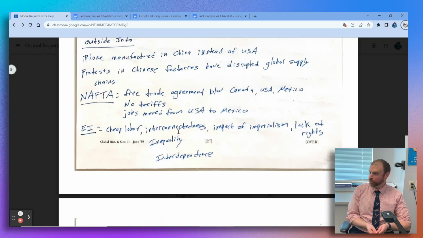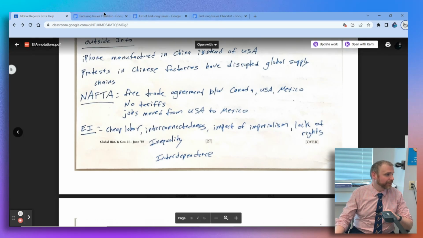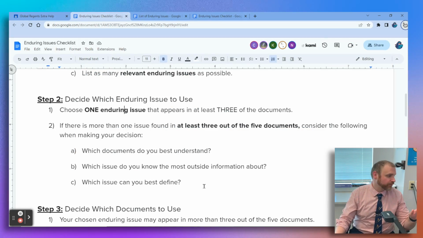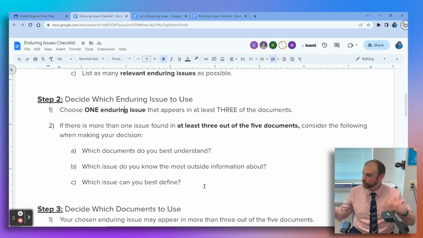Do any others come up more than once? Maybe you guys have your own notes, or maybe you looked at mine. Okay, poor treatment of workers comes up in several of the documents as well. So what I would recommend doing, and this is in the checklist, and feel free to always take a look at this, if you're in a situation in which you have multiple options, I would pick the enduring issue that you might know the most about. Maybe you are best able to define it. Maybe you know a lot of outside information about it.